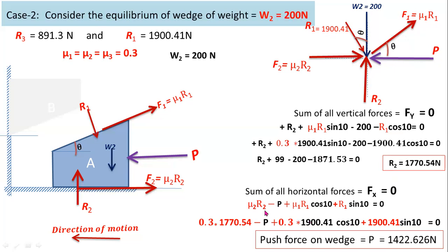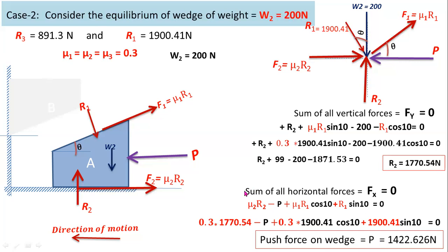Now you have to substitute the values of R2, mu1, mu2 and R1 in this equation. You can get the value of the horizontally applied pushing force P equal to 1422.626 newtons. This is the minimum force required to lift the block. Minimum horizontal force required P equal to 1422.626 newtons. This is the final answer for this problem.